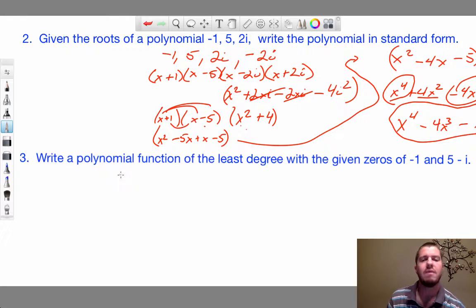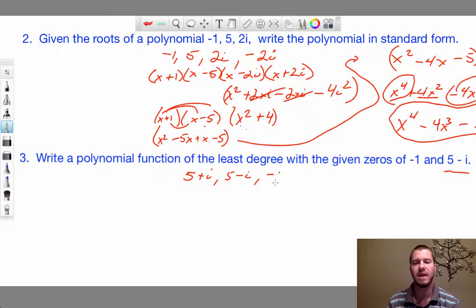And this last one: write a polynomial function of the least degree with the given zeros of -1 and 5 minus i. Now understand, again, zeros is the same thing as roots. So since 5 minus i is a root, that means that 5 plus i is also a root. So I have the roots 5 plus i, 5 minus i, and negative 1.